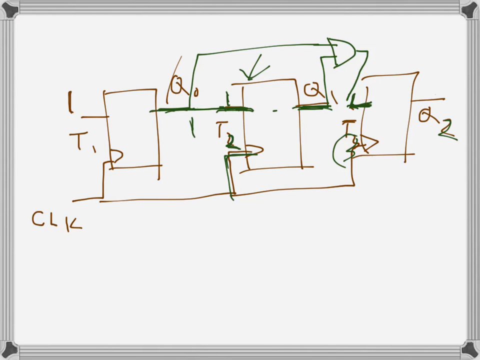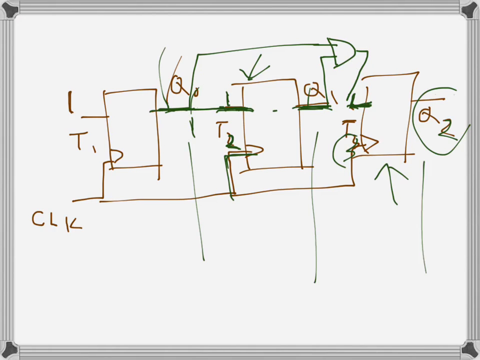So T3 input will be Q0 and Q1 ANDed together. Only when both this output and this output are 1 should this input be 1, so that the output here toggles. So that's how we can have a 3-bit up counter. It can be extended to 4, 5 bits with the same logic. If it were 4, then for the fourth one we had to AND Q0, Q1 and Q2, all 3 together, and then give that output to the input of the fourth one. So yeah.